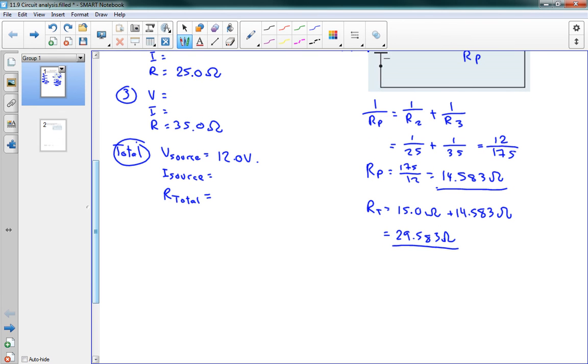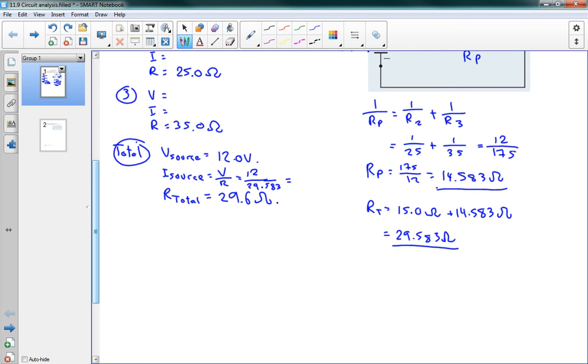Okay, so over in my total section, I can now fill in that blank. I will do it to the correct significant digits. So we have 29.6 ohms. This is our total resistance. And that's useful because now we can get the current of the source, because we have V source and R total, so it's going to be V equals IR, or I is equal to V over R, 12 over 29.583.